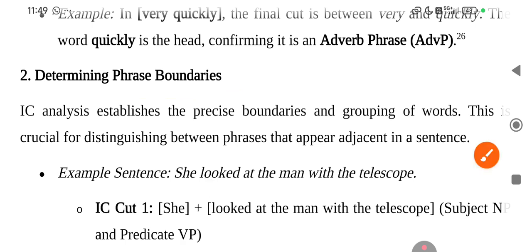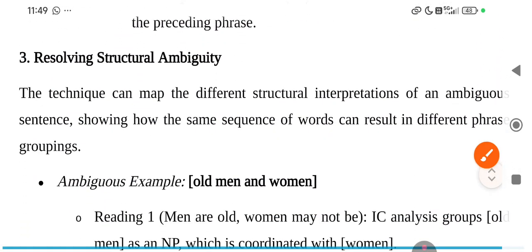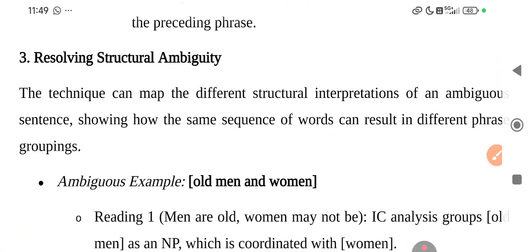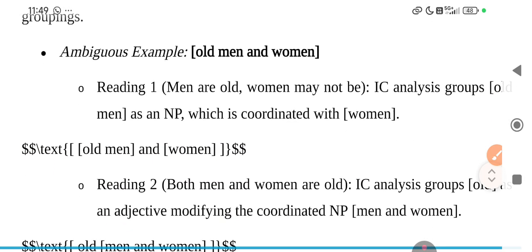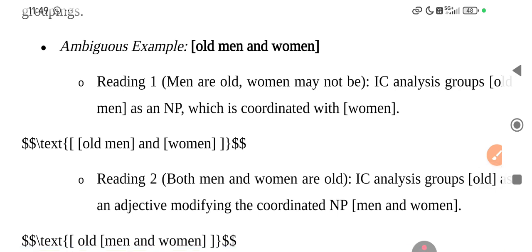So that is phrase boundaries we have to determine, and resolve structural ambiguity, and then we will find how in old men and women, actually old is used for both, for men and women. So that is clear through IC analysis. So IC analysis is helpful to resolve structural ambiguity as well. So this is to be discussed when you will be asked about IC analysis and phrases, relations and description of phrases. So this way you can reply and you should give a number of examples.